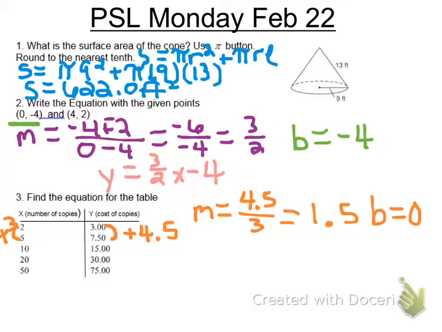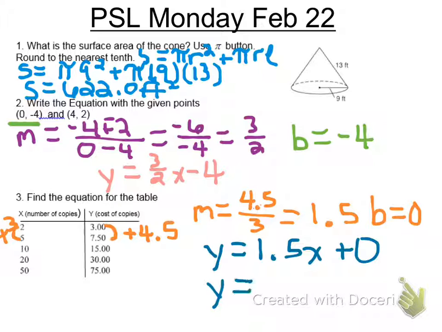So when we write that equation, it's going to be y equals our slope, which is 1.5 x, plus my 0, which could also be written as just simply y equals 1.5 x.